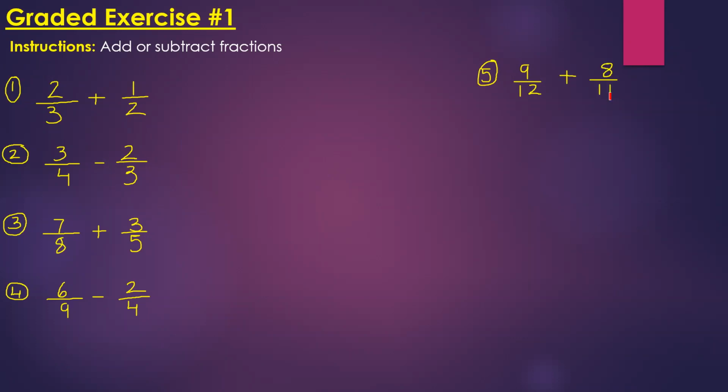All right, so just those 5, please do them for me, please. Then once you're finished, you can take a picture of your work and send it to me via WhatsApp. Again, please do this work, and once you finish, you can send it to me via WhatsApp.